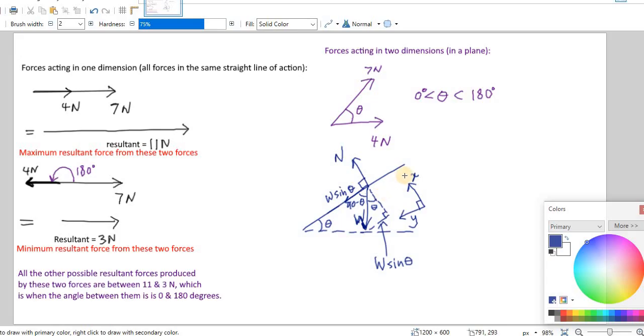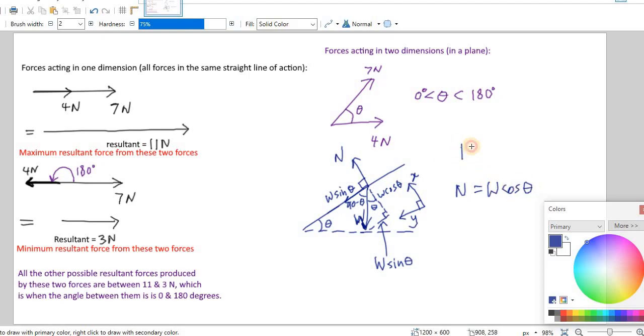Okay, then in the perpendicular direction, that is this way, you can use trigonometry. If you look at this triangle, this side will be W cosine theta. And remember, W cosine theta should be equal to n. Why is it equal to n? Because there is no motion in the vertical direction, in the perpendicular direction to this surface. So n equals W cosine theta.